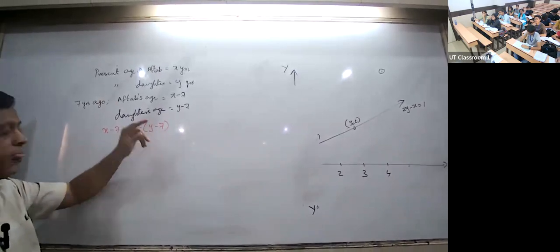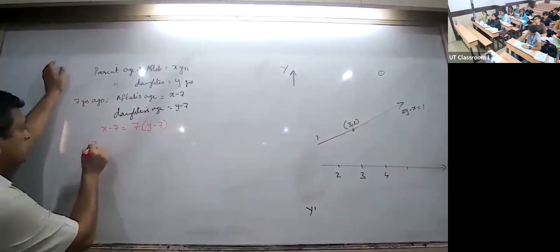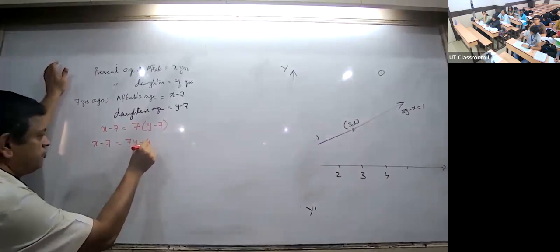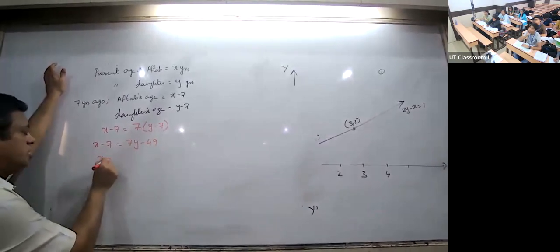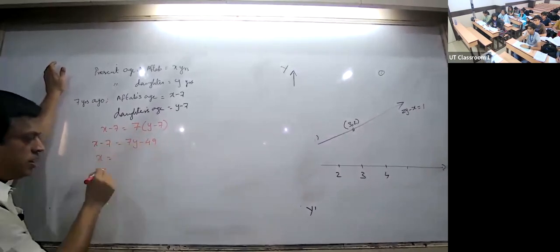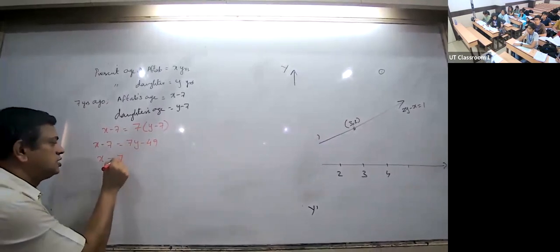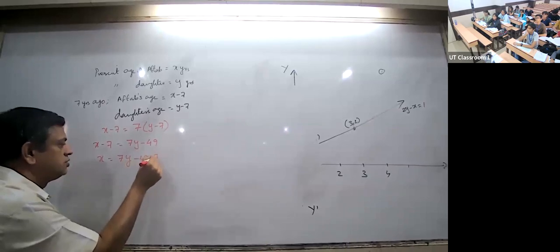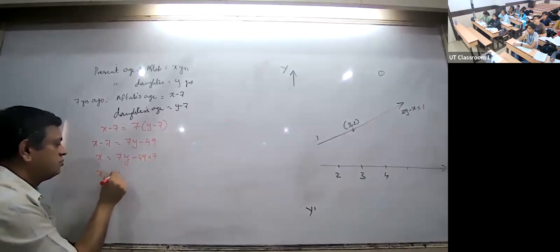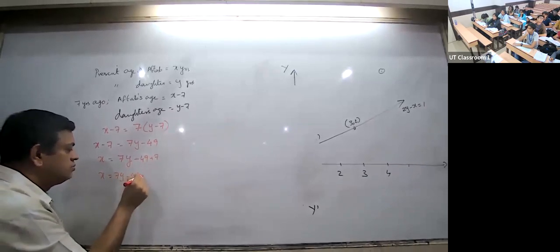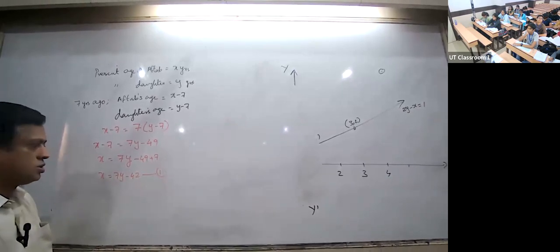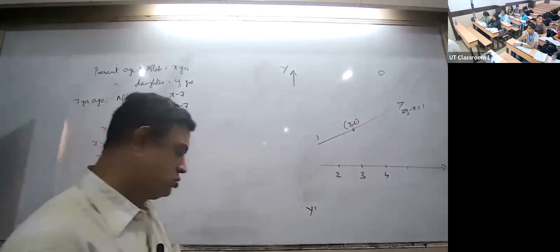This page is clear. Now what you do? Open the bracket. x minus 7 is equal to 7y minus 49. Therefore, x is equal to 7y minus 49 plus 7, minus 7 will go to that side. So x is equal to 7y minus 42. That much is enough. This is the first condition: x is equal to 7y minus 42. Hope all of you followed.